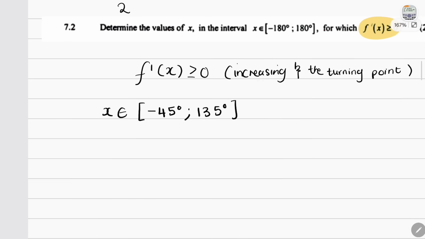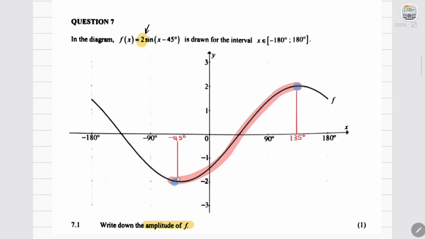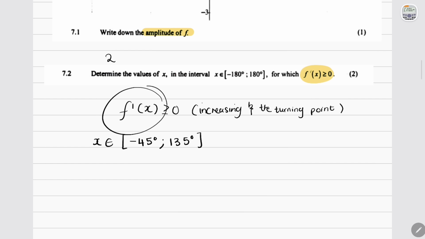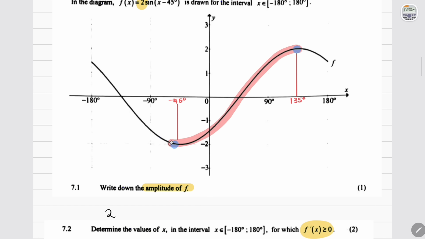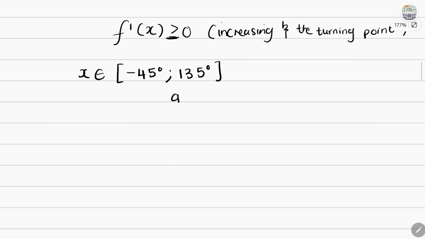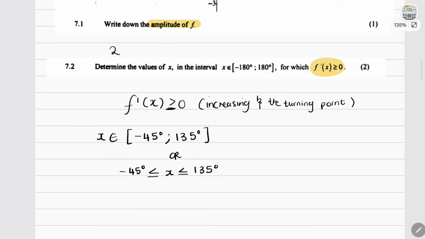Notice the brackets I use here. I use square brackets because these points are actually included. They specifically said they want where f prime of x is greater than 0, but also equal to 0. At the turning points, that's where f prime of x, or your gradient, is equal to 0. So that would be our answer. You can write it like that. We can also write it in set builder notation, which will look like this. You're simply saying x is going from negative 45 degrees to 135 degrees, so greater than or equal to negative 45 degrees, but less than or equal to 135 degrees. And that is fine, that is our answer.